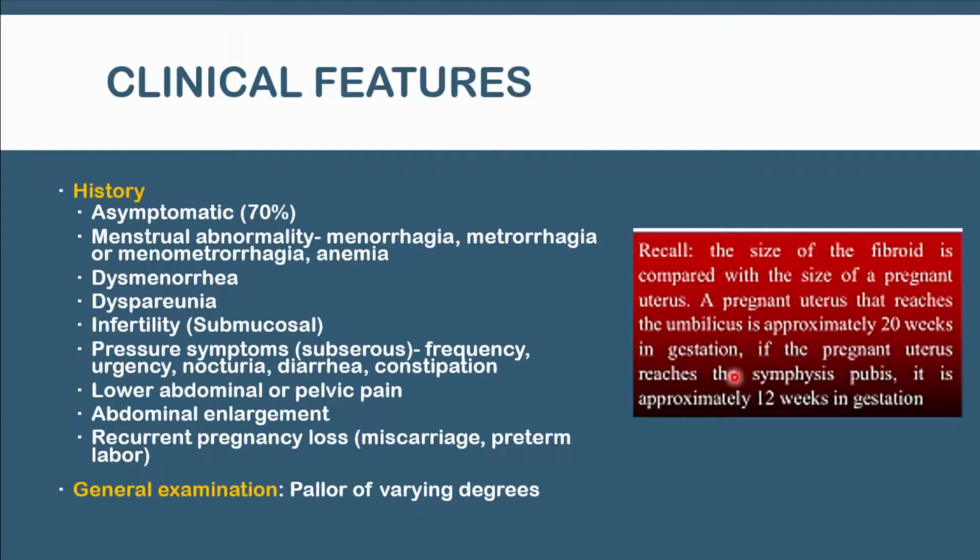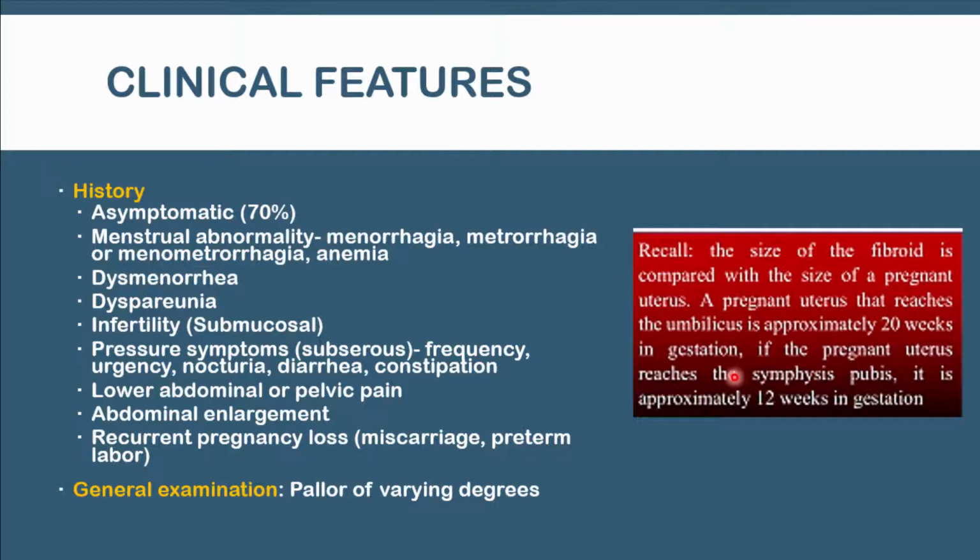Now, some of the clinical features are going to be dependent on the history of an individual, and some of the clinical features we're going to see on physical examination. Now, most cases of fibroids tend to be asymptomatic. So some people do not even know that they have fibroids. It could be an incidental finding where they go to the hospital for something else, then they get a scan and they are told that they have fibroids, or they get examined and they are told they have fibroids. So 70% actually tend to be asymptomatic.